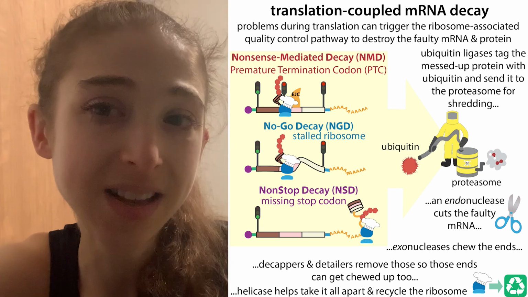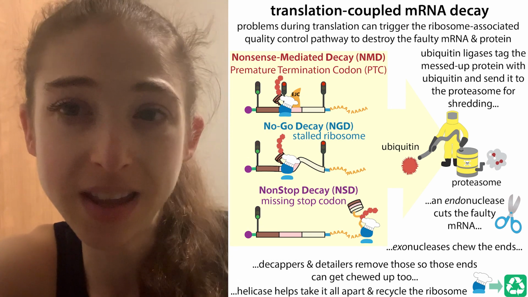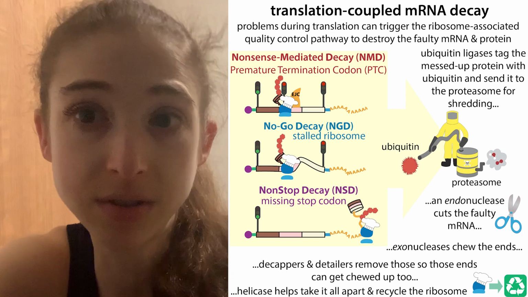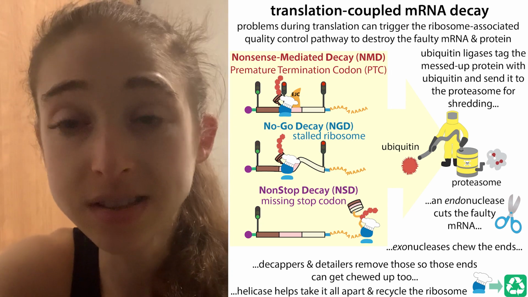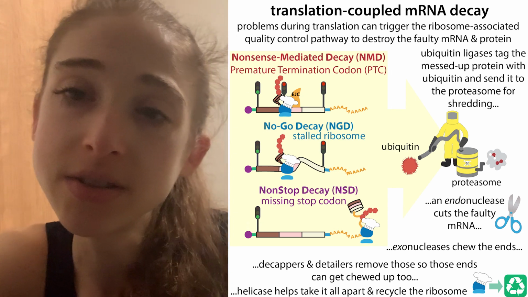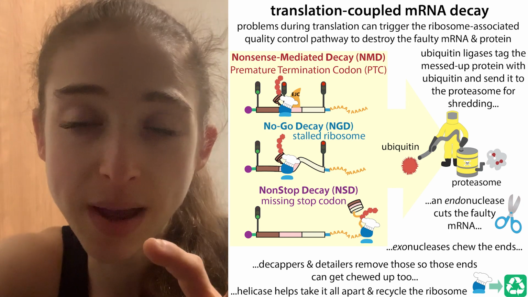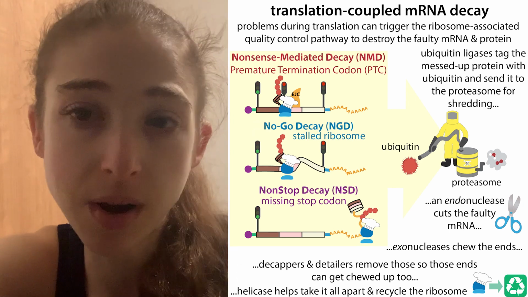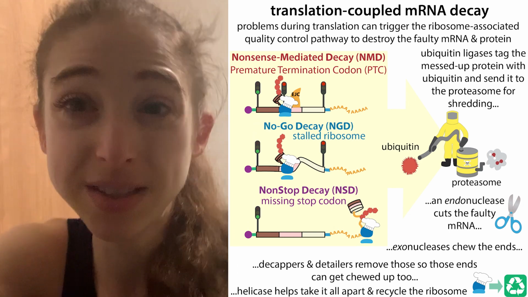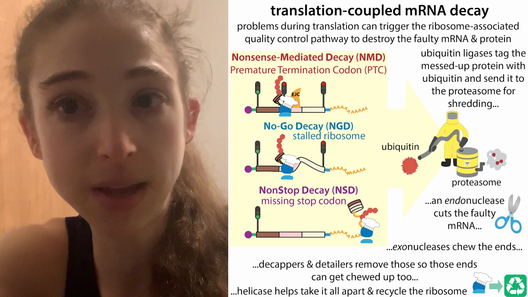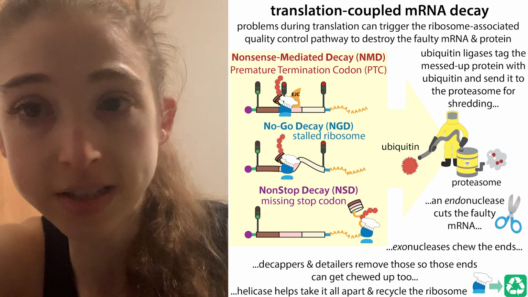All puns aside, if there's a problem with a messenger RNA and a ribosome tries to make a defective protein from it and gets stalled, this is going to be a big problem. And so your cells have various surveillance pathways that are able to detect problematic messenger RNAs based on ribosomes having trouble trying to make proteins based on their instructions.